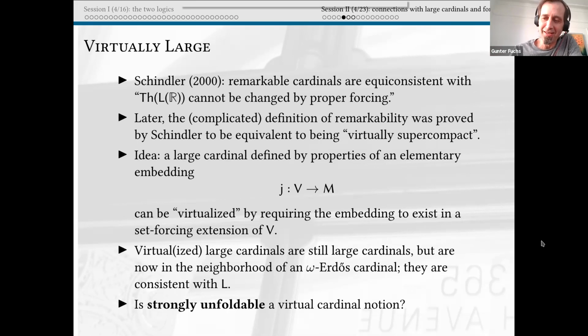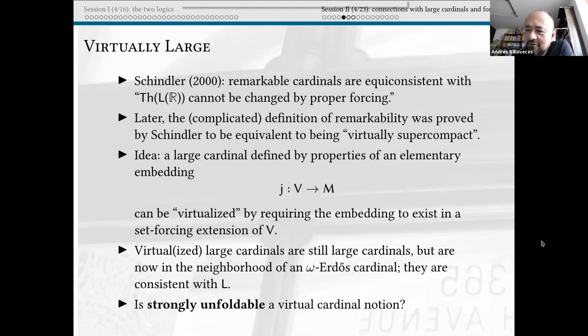But the funny thing is that you have these two hierarchies of reflecting cardinals, the actual one and the virtual one, and they kind of separate at the level after the strongly unfoldables. So the strongly unfoldable cardinals are both on this hierarchy leading up to the remarkable cardinals, and also on the one leading up to the fully reflecting cardinals. So in a way, they can be viewed as a level of a hierarchy of virtual large cardinals, but they have an equivalent characterization that does not talk about virtuality. The distinction only shows up later.